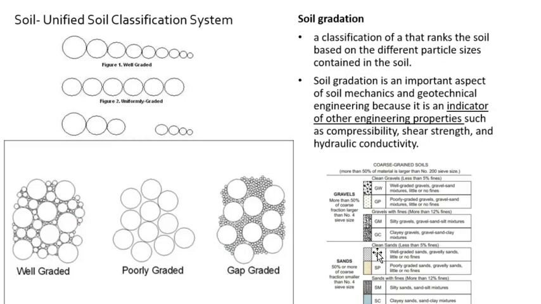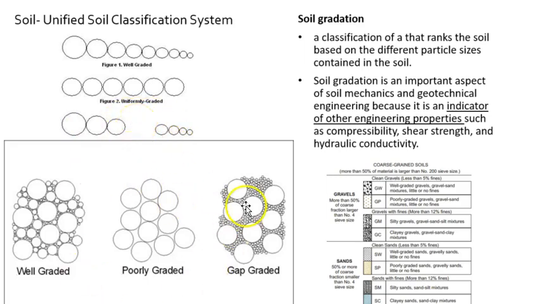The soils in this classification system are also referred to as being well graded or poorly graded. And here we see an example of a well graded soil. It contains large particles down to small. Uniformly graded does not have that variety. And then this one is called gap graded, where there's a gap. It has the large particles and the small particles, but not the mid-size particles.